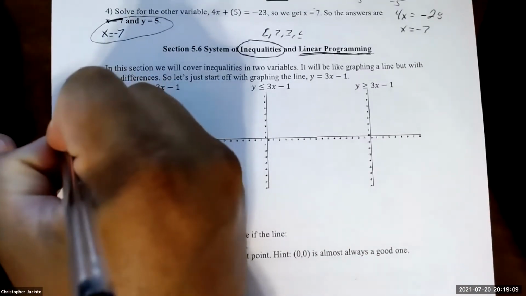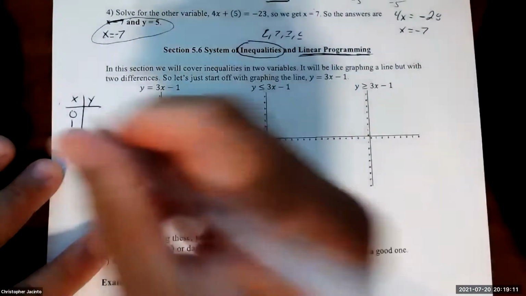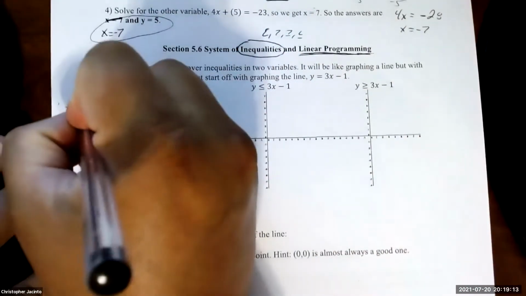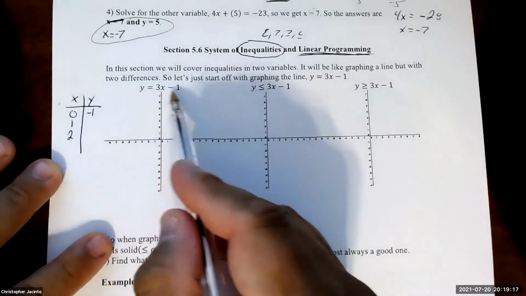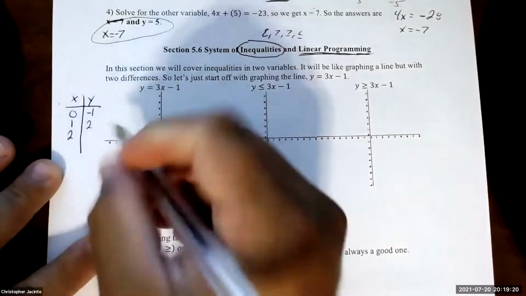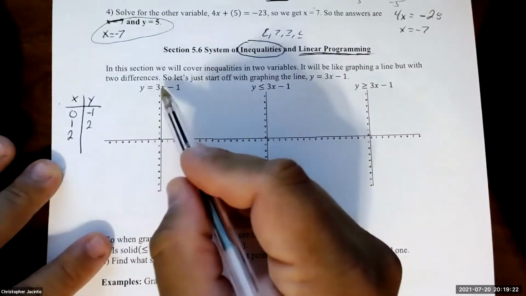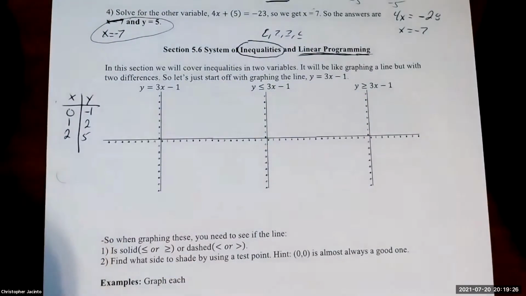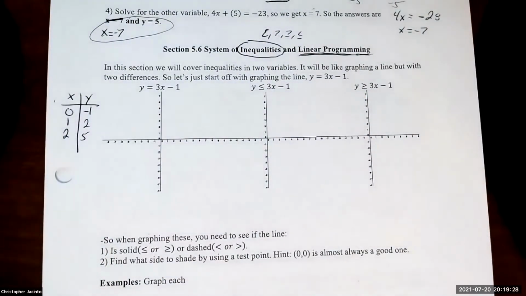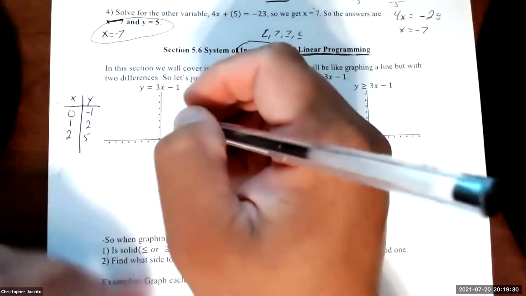I'll make a couple numbers, so 0, 1, let's say 2. Plug in 0, gives me -1. You plug in 1, 3 minus 1 is 2. Plug in 2, that's 6, 6 minus 1 is 5, right? And you can use slope, y-intercept, whatever you prefer. It really doesn't matter. All the techniques we used before.